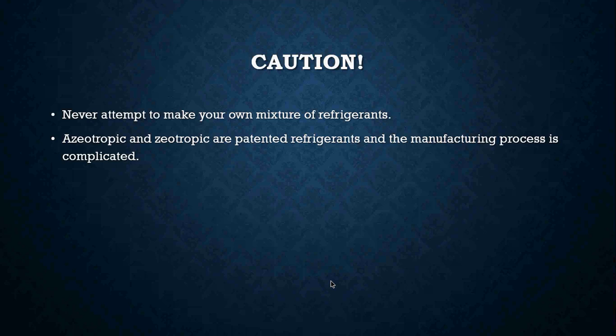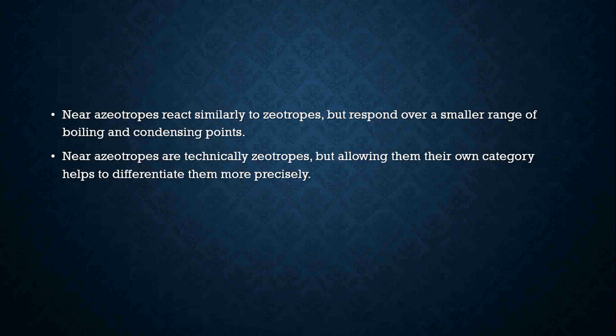Never attempt to make your own mixture of refrigerants. Azeotropic and zeotropic refrigerants are patented, and the manufacturing process is very complicated. So don't try to be one of those mad scientists and mix R22 with R410A to see what happens. It's probably not going to end very well. If a unit uses R22, you put R22 in it. If a unit uses 404A, you put 404A in it. If it uses 410A, you put 410A in it. Don't try to fix things and make your own mixtures.